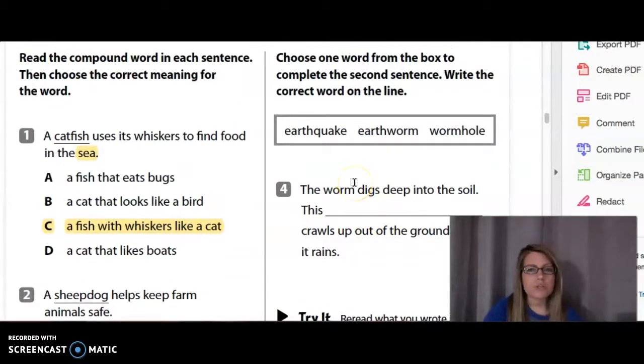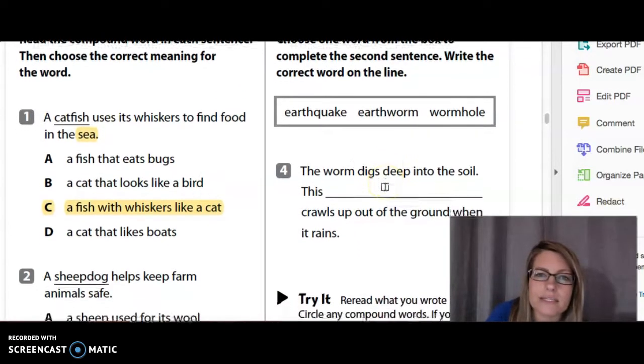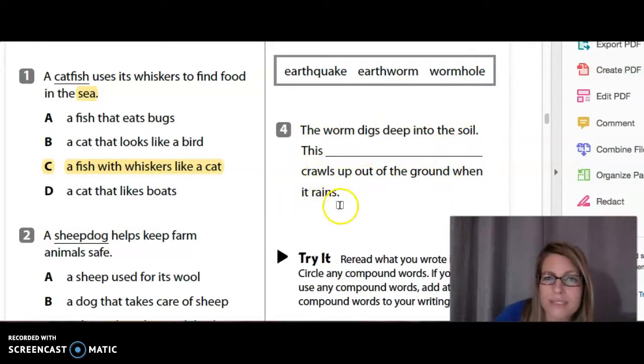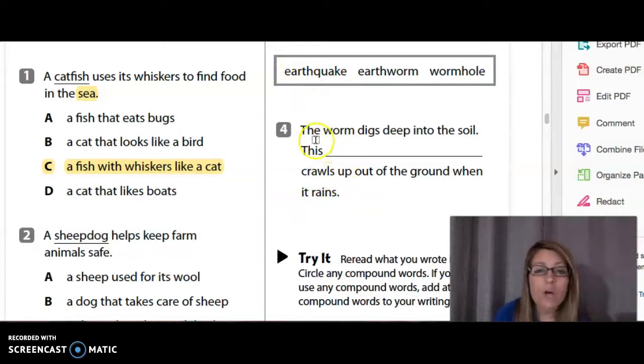Number 4, choose one word from the box to complete the sentence. We've got earth and quake to create earthquake. We've got earthworm. We've got worm and hole to create wormhole. Let's see which one makes the most sense in our sentence. The worm digs deep into the soil. This blank crawls up out of the ground when it rains. Would an earthquake crawl out of the ground when it rains? Probably not, so we know it's not going to be earthquake.